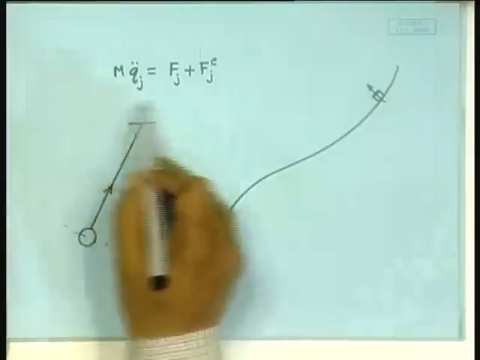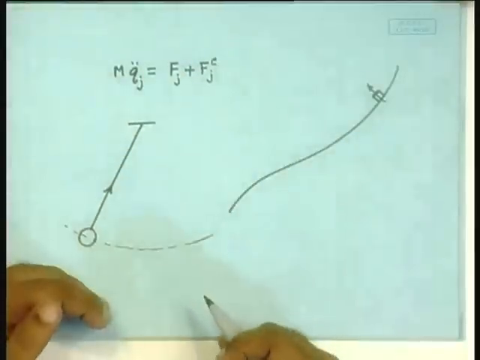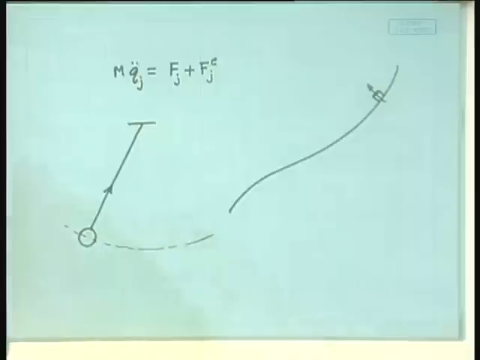Right? For each body you will have an equation like this. For all the n bodies you will have equations like that. Clear? Now, we need to say a few more things about the constraints.